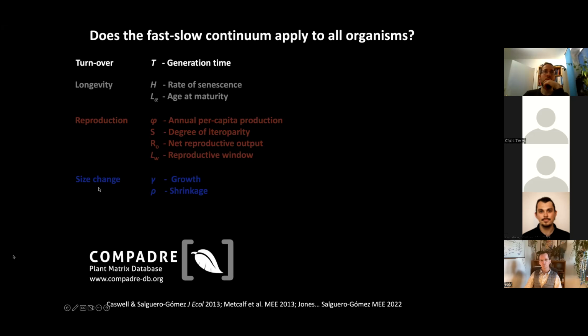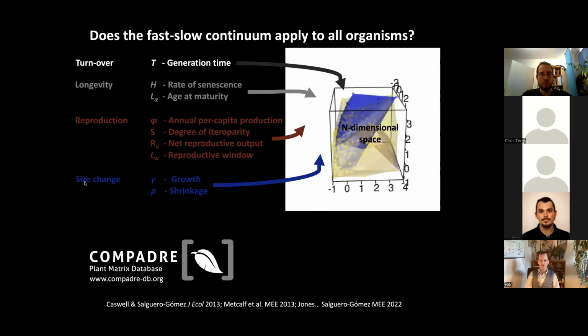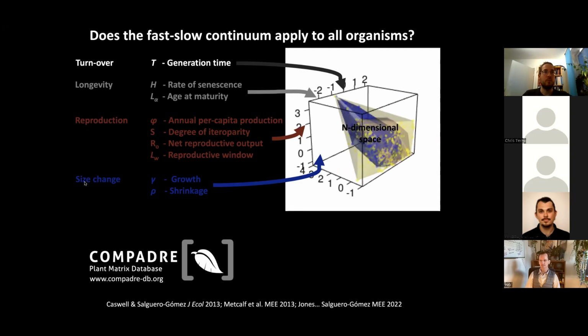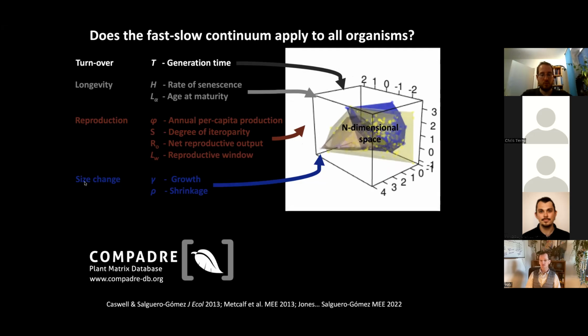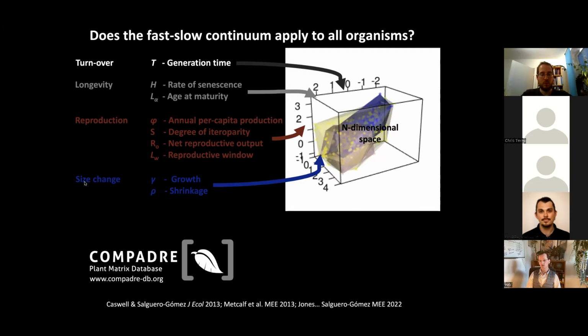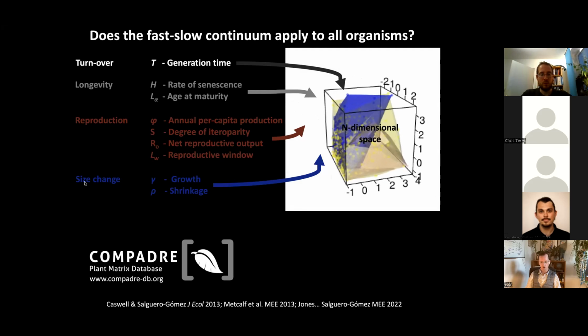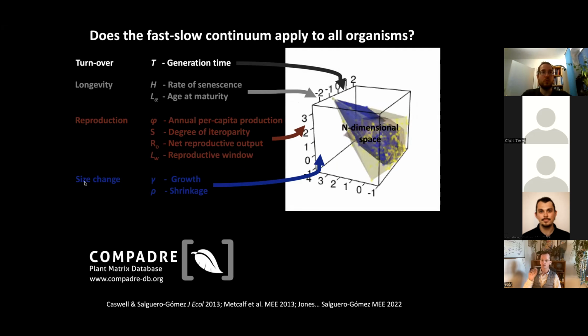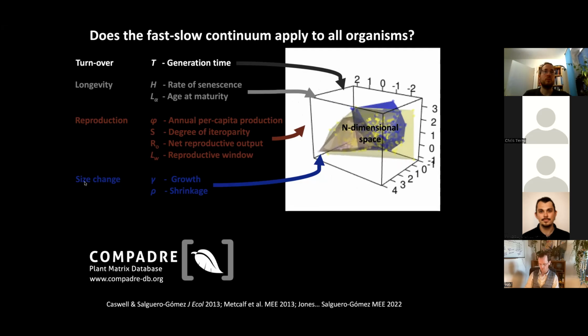Now, pay attention to the colors that we're using here. We're using white for generation time, gray for life history traits that define longevity, red for life history traits that dictate different moments of reproduction, and blue to indicate changes in size. So the idea here is that we could put these traits in multivariate analysis and evaluate whether plants do really follow the predictions from the fast-slow continuum put forward decades ago, which were not able to be tested decades ago because we didn't have the data, except now we do.